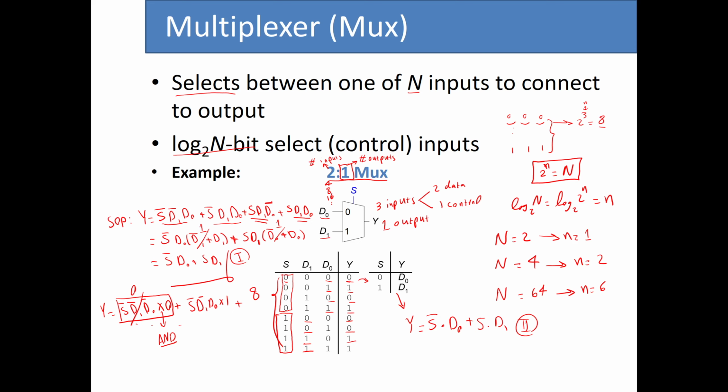There are other ways to come up with the Boolean function too. The other way is the product of sums, which I highly suggest you do on your own.